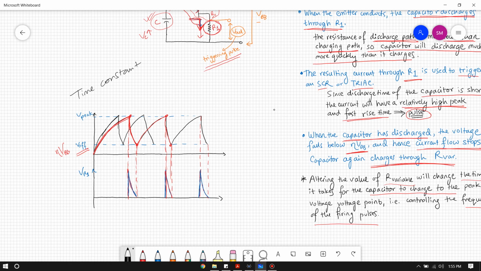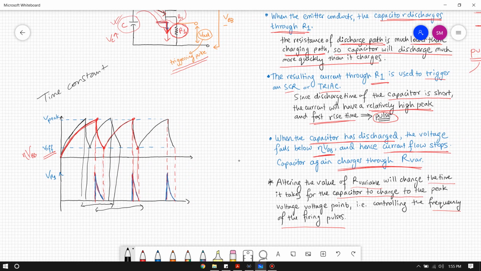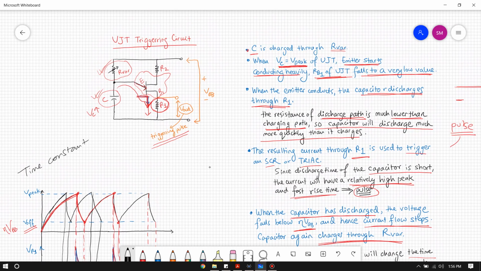So our pulses will be coming at a much higher frequency. So instead of this time, we are getting the frequency of this time. That's what I mean by using the value of the resistance to control the time it takes, or the frequency of the firing pulses. So this is our UJT triggering circuit that we're going to use for our SCR. I hope it's clear. If it's not clear, you can ask questions during the review class.